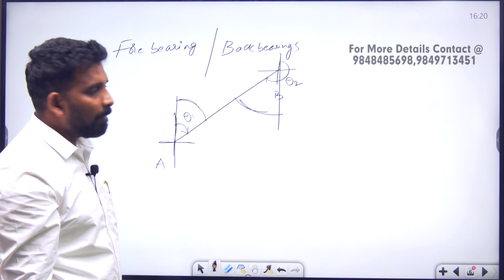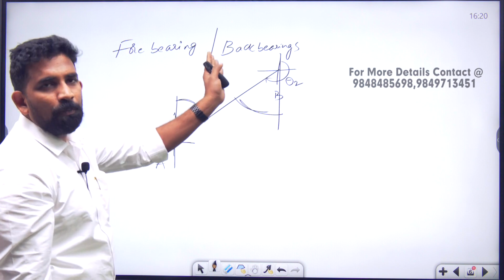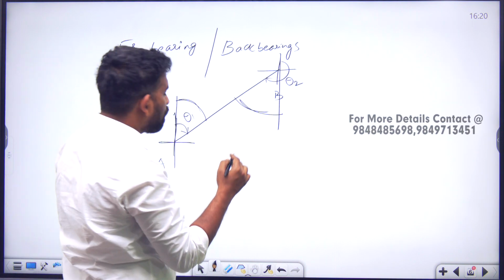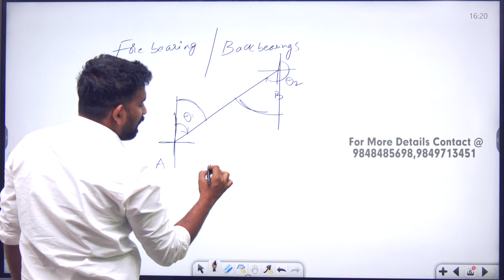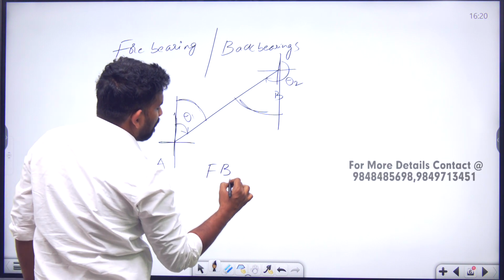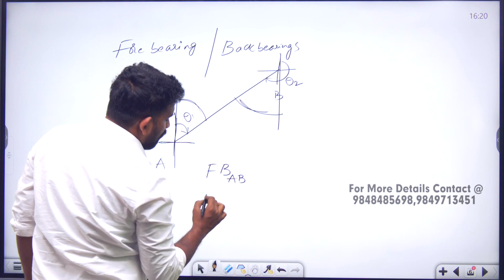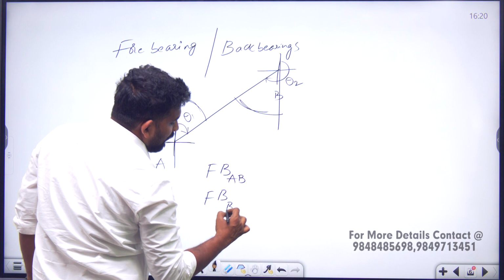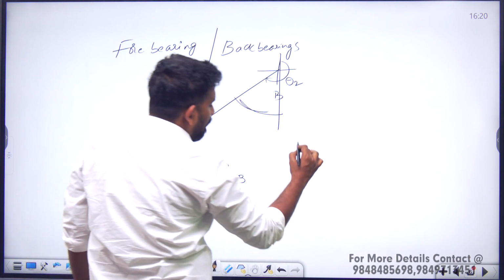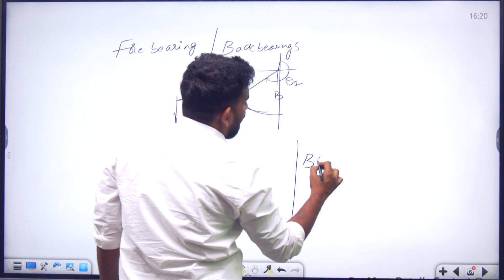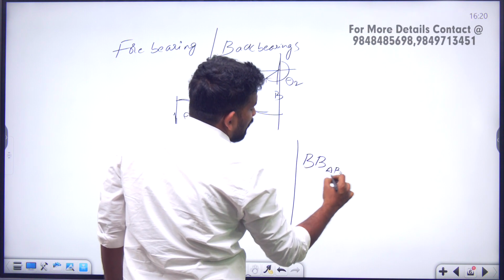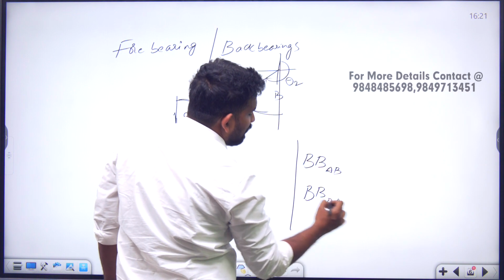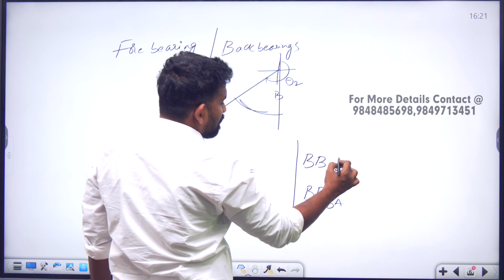Okay, so let us get into this point: what are fore bearings and what are back bearings. Fore bearing means bearings taken in the forward direction. Now the question can come like the fore bearing of AB, or he might also ask the fore bearing of BA. In the same manner, the question might be the back bearing of AB, or the back bearing of BA. We need to find out all these, so that it will be very easy for us to solve those kinds of questions.